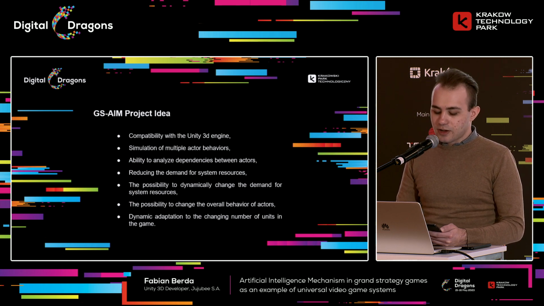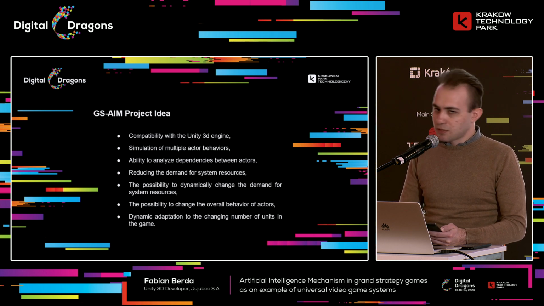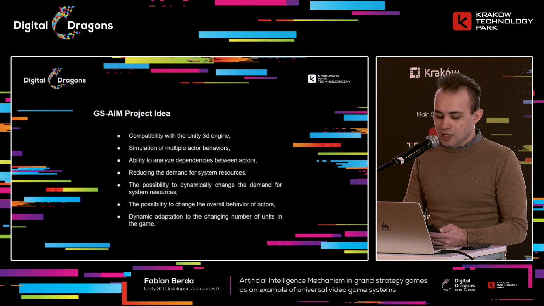In summary, the main features of the AI model are compatibility with the Unity 3D engine, because the team just selected this engine. Simulation of multiple actors' behavior in real-time grand strategy games on mobile devices. Ability to analyze project-defined dependencies between actors, reducing the demand for system resources of the target device by hiding a large number of actors into groups managed by the AI system. The possibility to dynamically change the demand for system resources thanks to the ability to change the submodel of actors' behavior. The possibility to change the overall behavior of actors with the passage of gameplay time and by random events affecting the dynamic of gameplay and simulating changes of the actor. Dynamic adaptation to the changing number of units in the game.